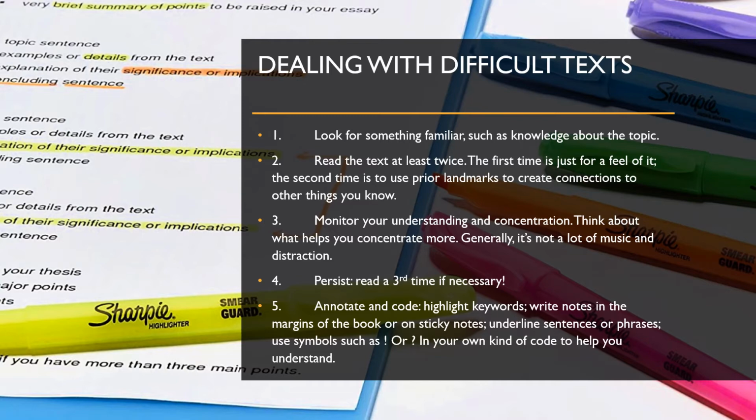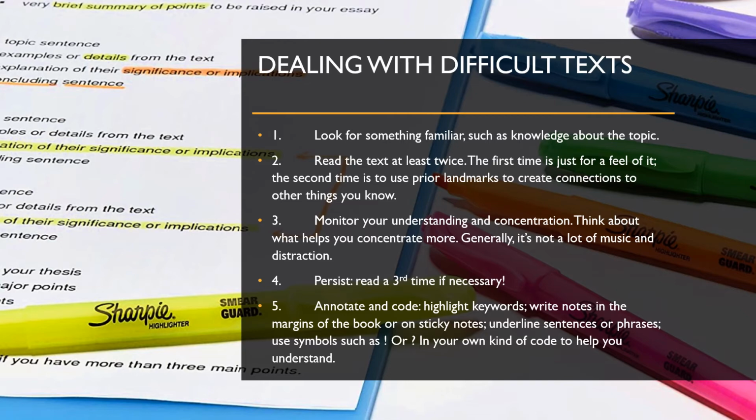Read the text at least twice. The first time is just for a feel of it. And the second time is to use the landmarks that you've learned from that first time of reading to create connections. Monitor your understanding and concentration. Think about what helps you concentrate more as you read. Persist. Read a third time if necessary. Try not to get distracted.